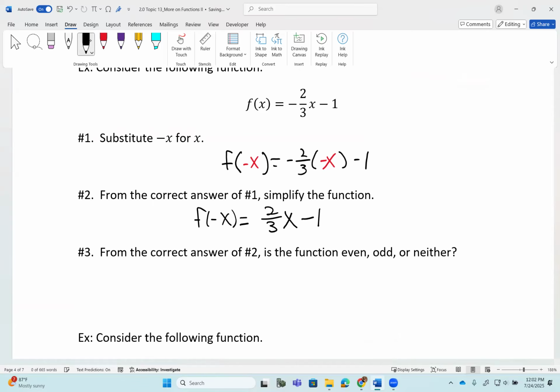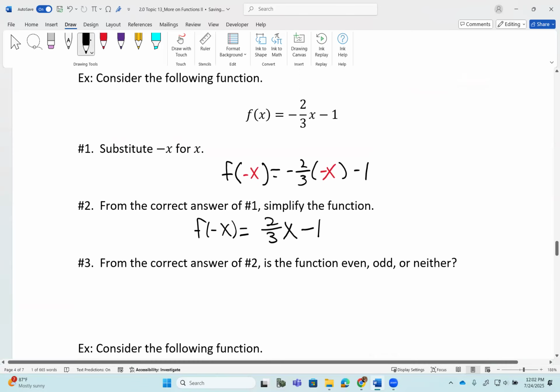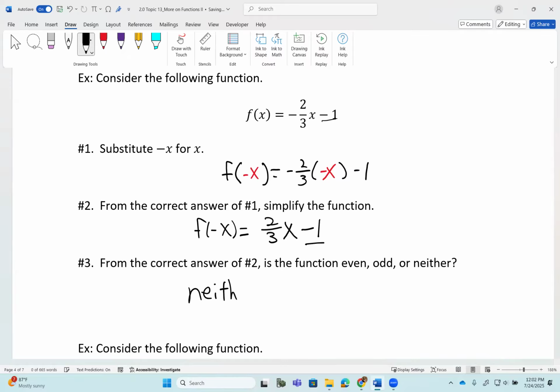-1 is still -1. So now let's compare the two answers. Do the two answers look exactly the same? Both of these terms are negative. My new one is not. So it's not even. For an even function, your two equations have to look exactly the same. An odd function is where every term has the opposite sign. The 2/3 has the opposite sign, but the -1 does not. So it's actually neither. Neither even nor odd.